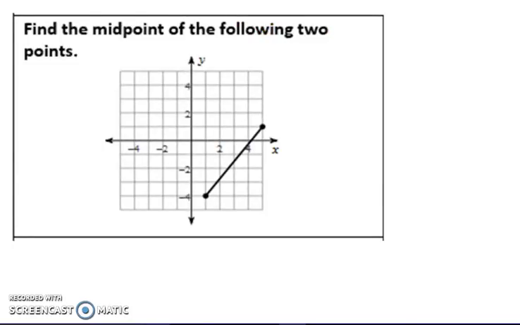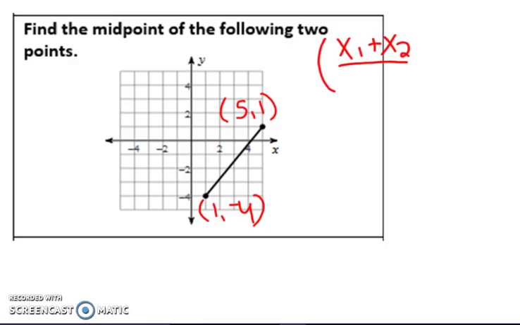Now, if we look at our first one with the graph, we want to find the midpoint of the 2 points. Well, first of all, we need to figure out what those 2 points are. My bottom point is (1, -4), and my top point is (5, 1). Once we have those, now we can use our midpoint formula. So I'm going to write it just to keep reminding myself: (x1 + x2) divided by 2, and then (y1 + y2) divided by 2.